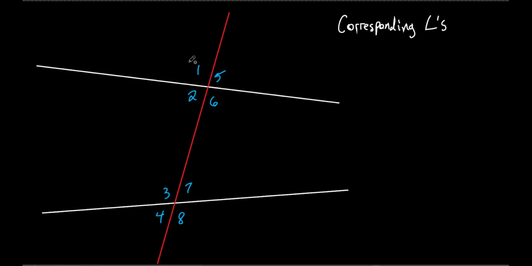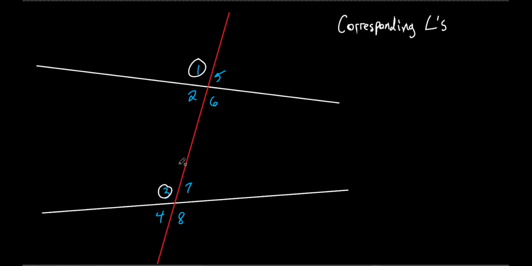For instance, angle 1, if I was to describe angle 1 to you, I would say it's the angle in the top left corner. Does that make sense? So where would angle 5 be? In the what? Top right. 2 would be bottom left. 6 would be bottom right. Everybody got it? So I want to see which ones of these correspond or match up with these down here. Okay? So 1 and what?